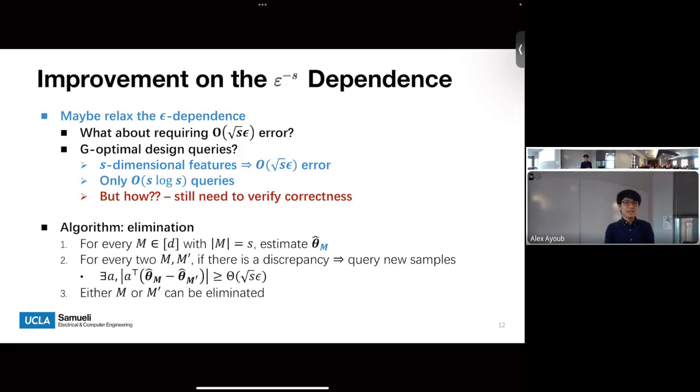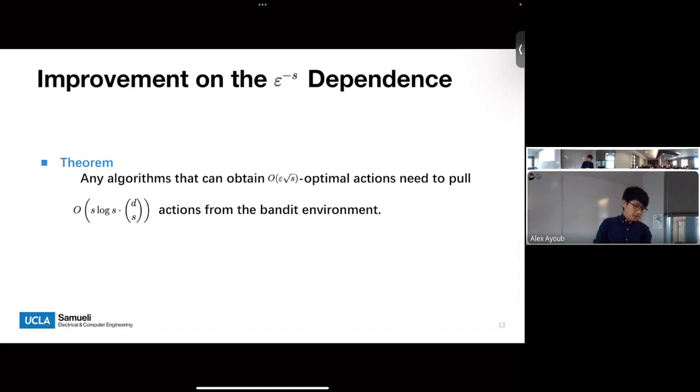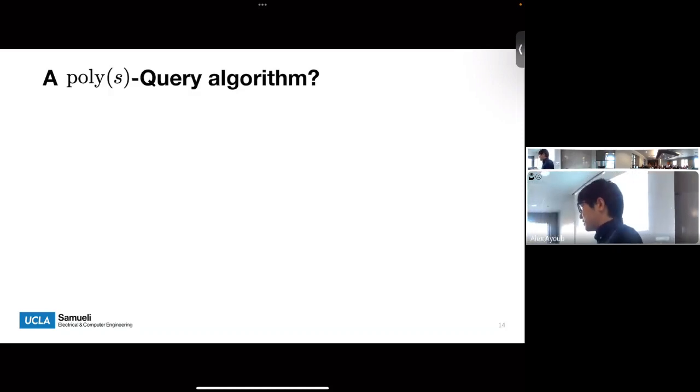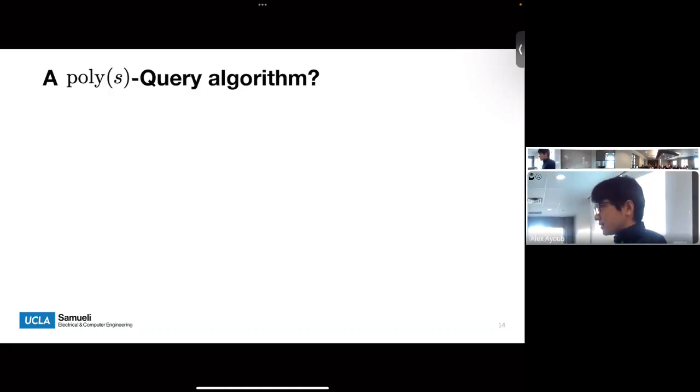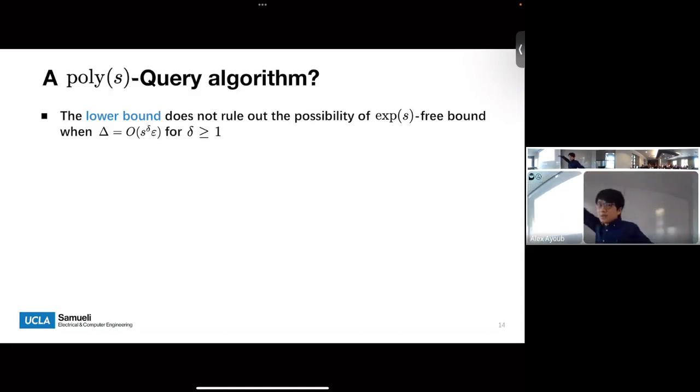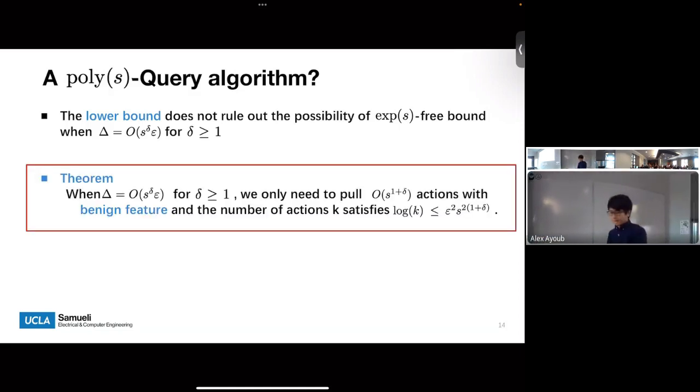Hope that's clear. So this is the more formal statement of the theorem. Now we really want to get a polynomial in S query algorithm. I don't want exponential in S at all. D choose S is still exponential in S. What can we do? The obvious thing is that we want the delta to be greater than one, S to the delta times epsilon. A delta smaller than one is not possible. So what should be the idea?